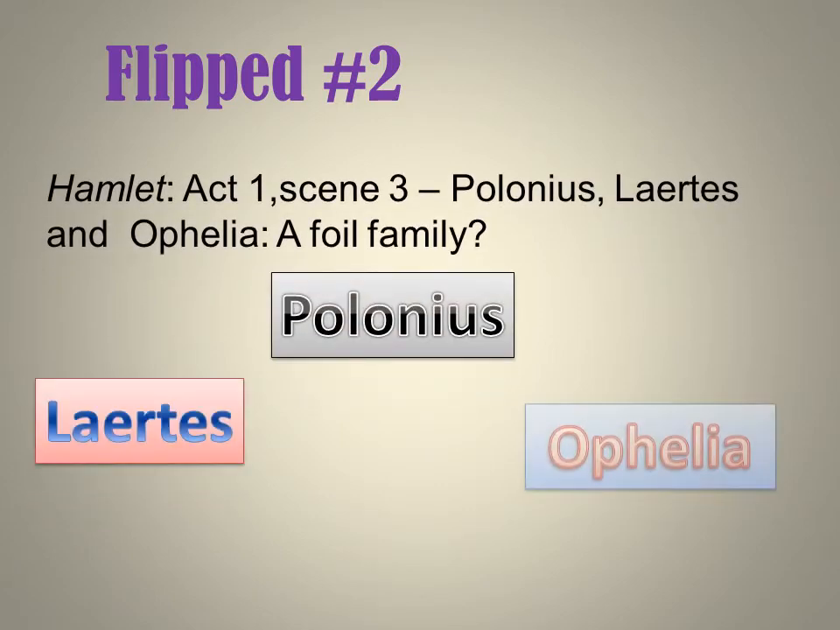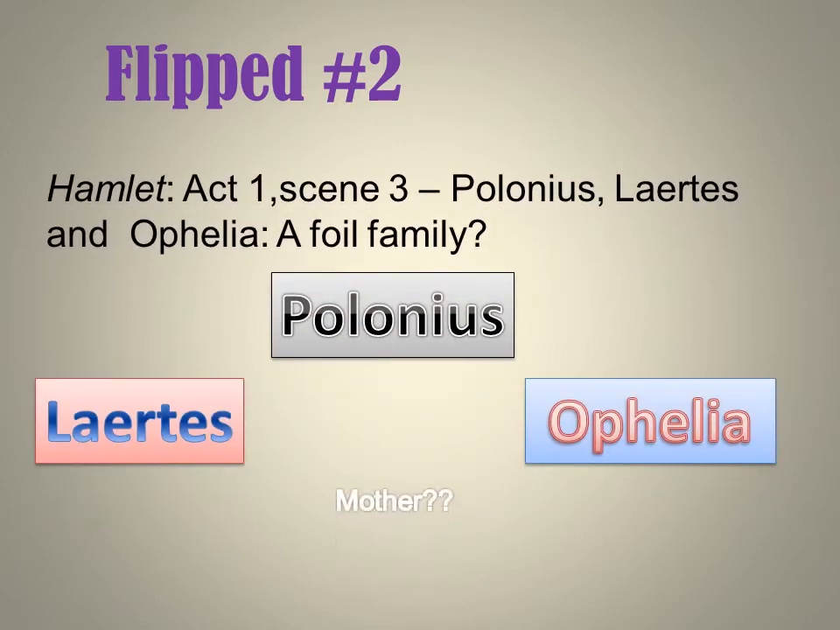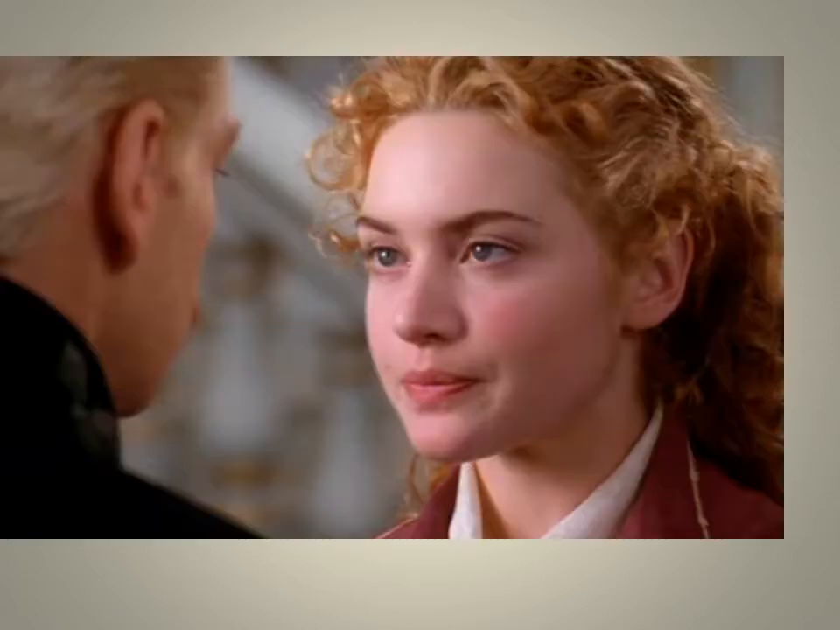I'm going to talk just a little bit about this family that could be considered a foil family: Polonius the father, Laertes and Ophelia the children, and the absence of a mother, because where she is and who she is and what happened is never explained. And if ever there was a character that might have benefited from a mother's presence, it might be Ophelia.